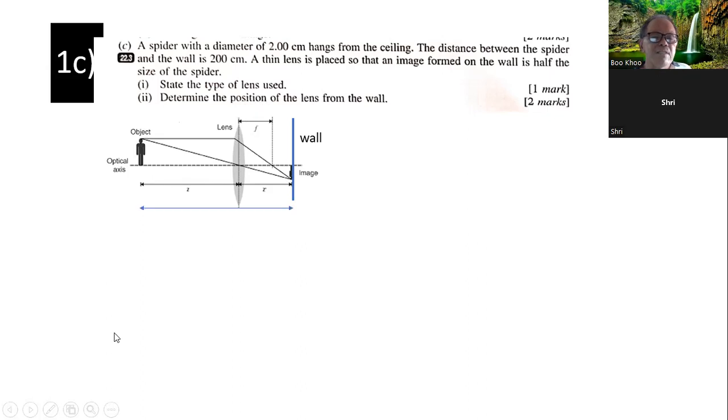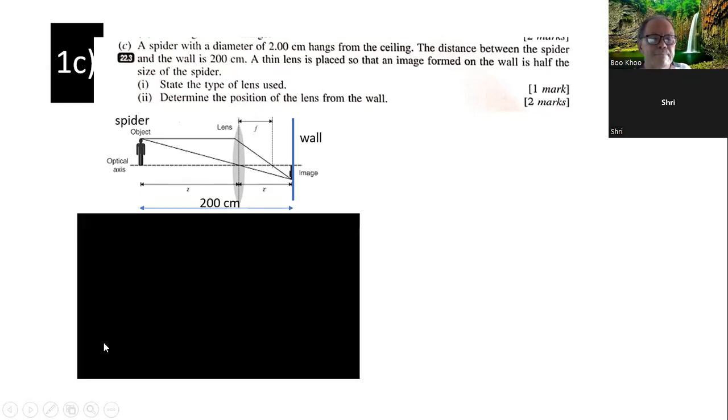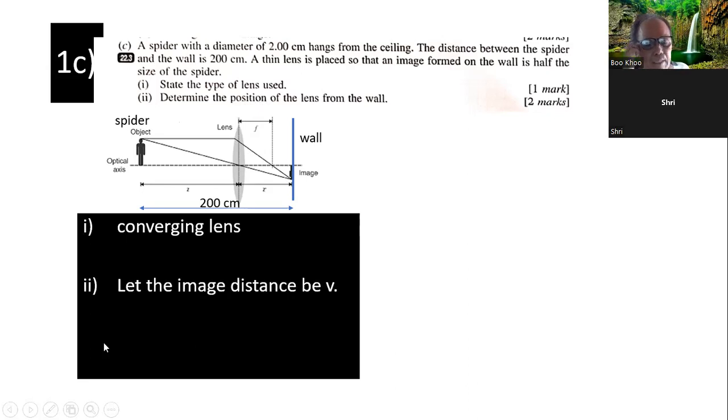So there's your wall. That distance is 200 cm. There's your spider. Converging lens, correct. Let the image distance be V. That distance be V. Because you want to determine the position of the lens from the wall. You want to calculate that distance there. That's your V.